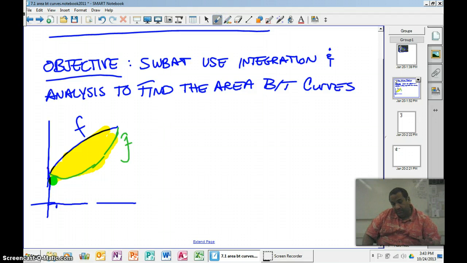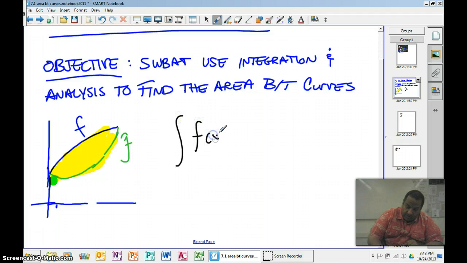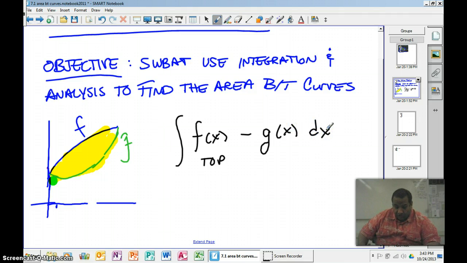Formula. I know you want some type of formula. It always works like this: the integral of f of x, which is the top function, minus g of x, which is the bottom function, dx. So it's going to be the top function minus the bottom function. That's how we get our area. Simple enough. Let's try some examples.